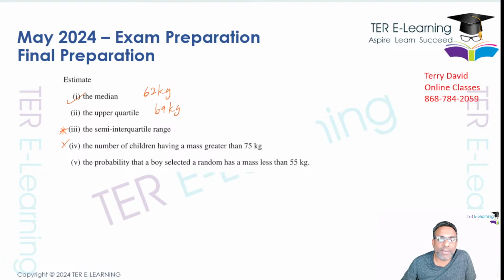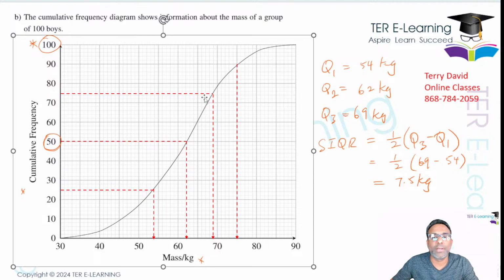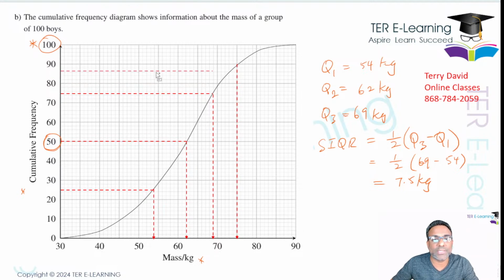The next part here, part 4, the number of children having a mass greater than 75. So what you're going to do, you're going to look to see where the mass of 75 is. So this is going to be here. And we need to read off that cumulative frequency there. So that cumulative frequency there is actually 90.